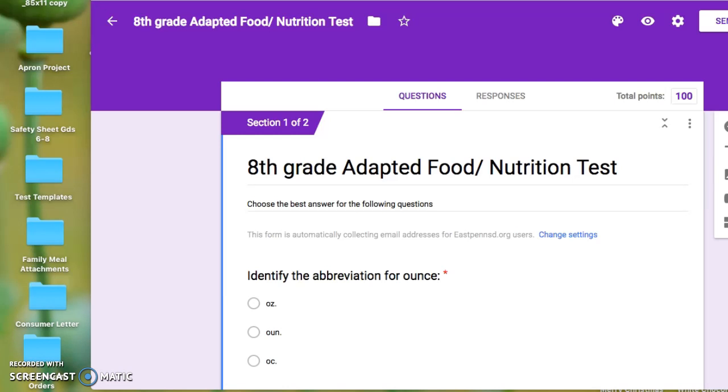Give the correct equivalences for the following. 1 TBSP has how many teaspoons? Choose the correct equivalences for the following. A stick of butter is equal to: mark only one oval, a half a cup, 1 cup, 2 cups. How many tablespoons are in a stick of butter?